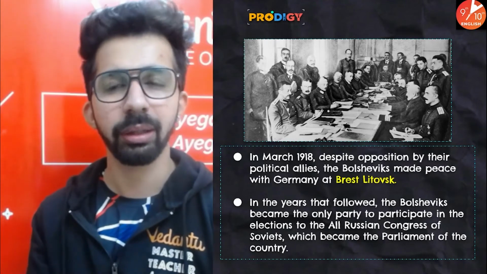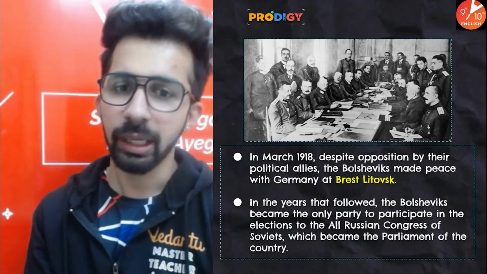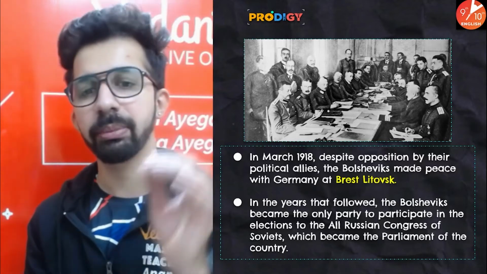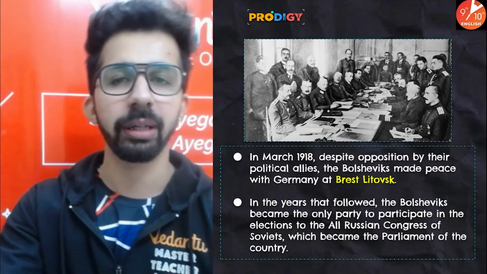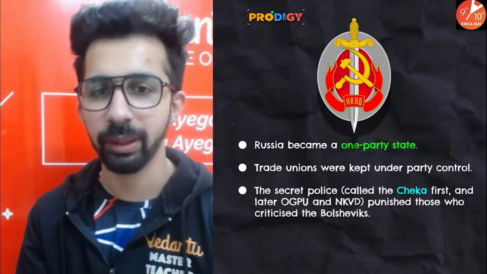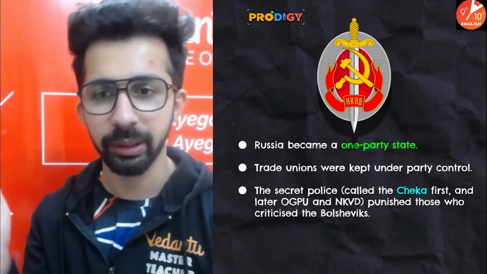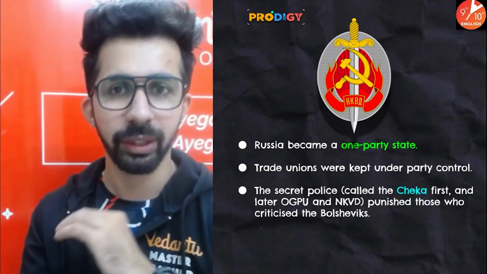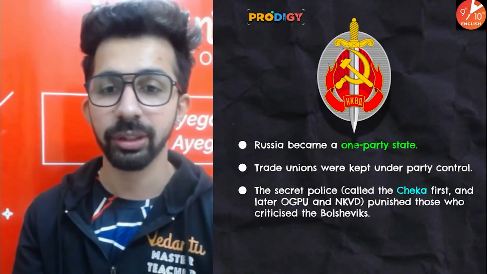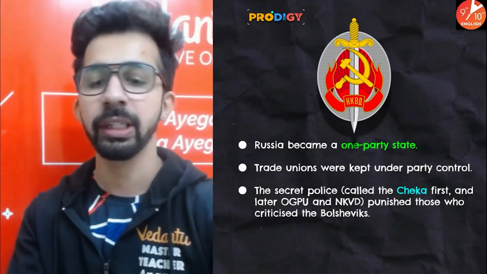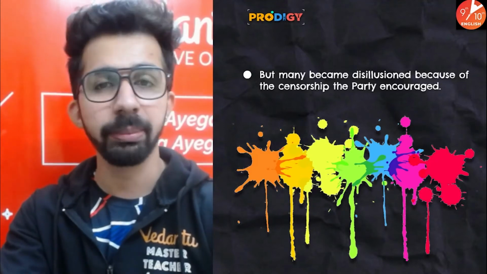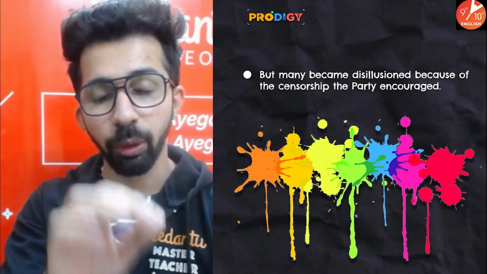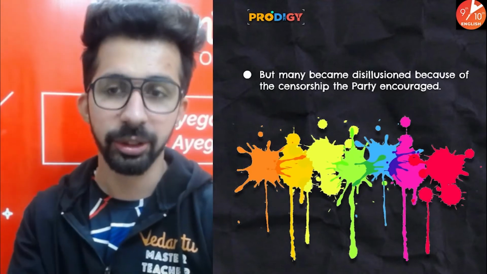At the end of the day, the Bolsheviks were so powerful that Russia remained a one-party state. In the years that followed, the Bolsheviks became the only party to participate in the All Russian Congress of Soviets, which later became the parliament of the country. So Russia became a one-party state. Trade unions were kept under the party's control. Many secret police were established to keep an eye on the people, and anyone who went against the Bolsheviks or criticized them was severely punished. At the same time, the Bolsheviks also started imposing censorship.